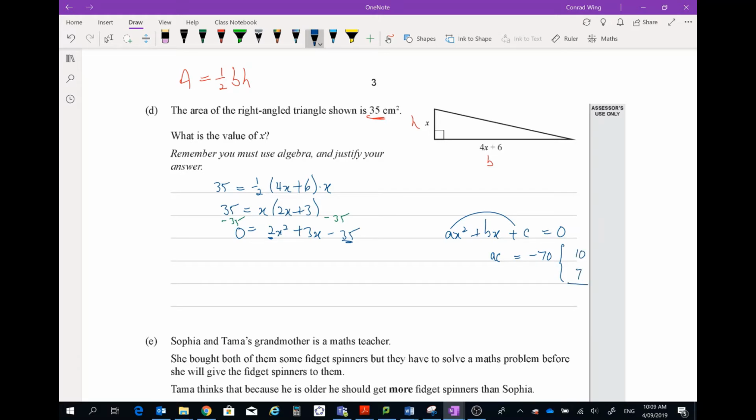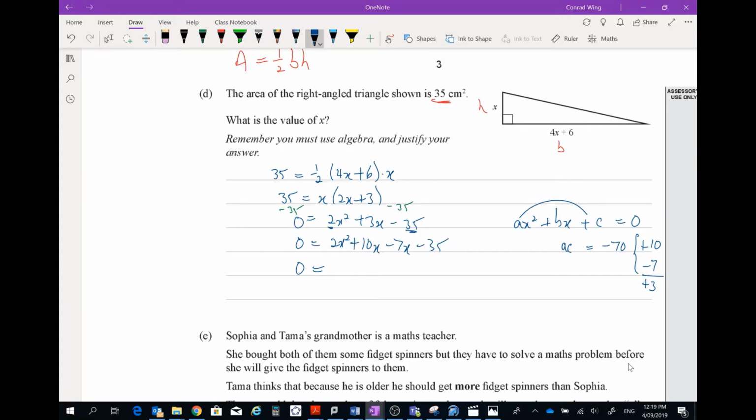You want the number in the middle to be a positive 3. So which way around are the signs going to go? That would be -7 plus 10. So here this is 2x squared plus 10x minus 7x minus 35. Is that the answer? No, that's not the answer, and that's where I'm going to pause this.